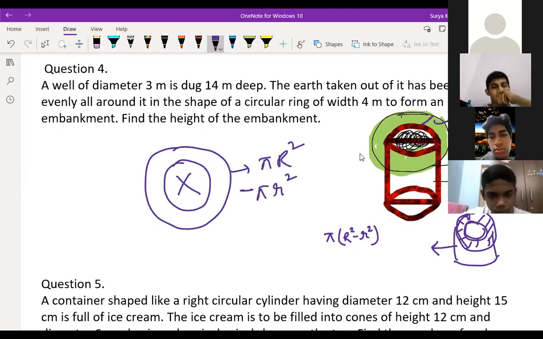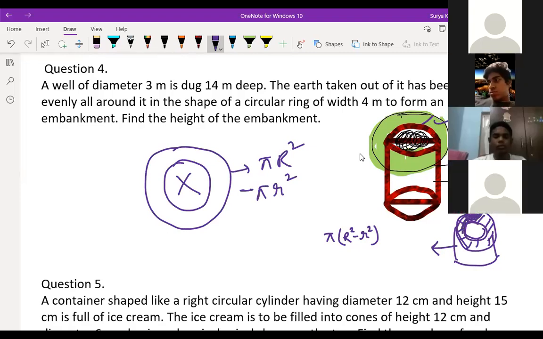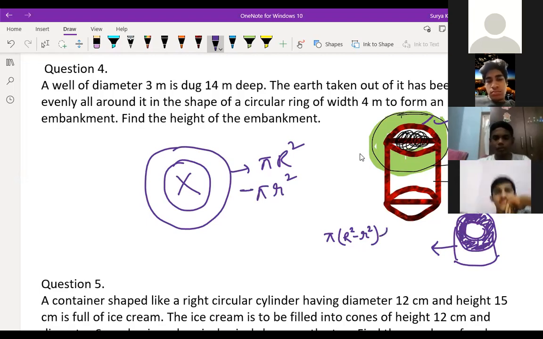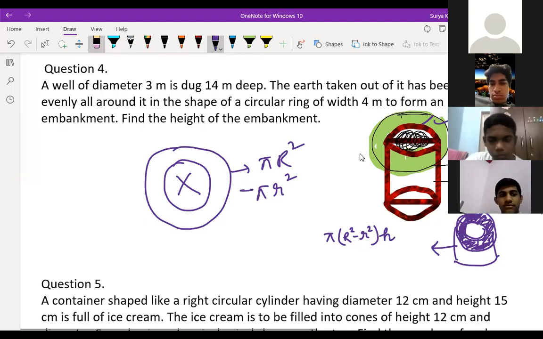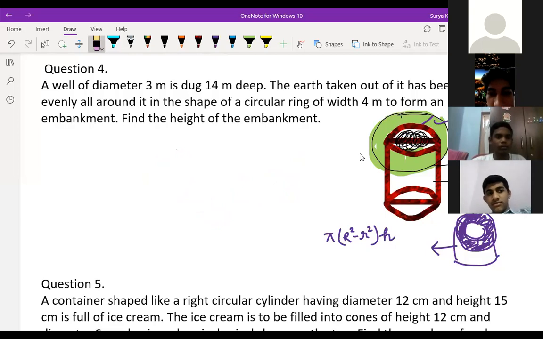So we get the area of this top part, this whole part. If you multiply by h, you'll get the volume of the embankment. Is it clear now, Adarsh? Yes, sir. First time you might be hearing of embankment. Just try to understand.